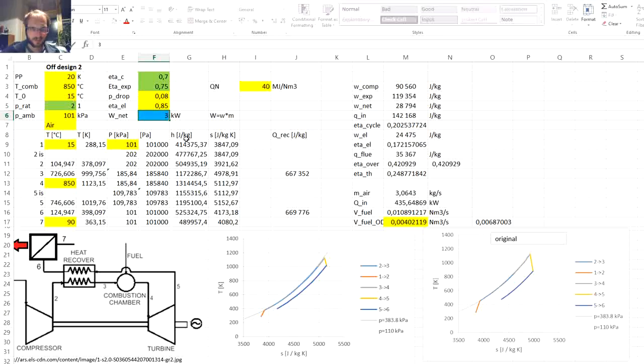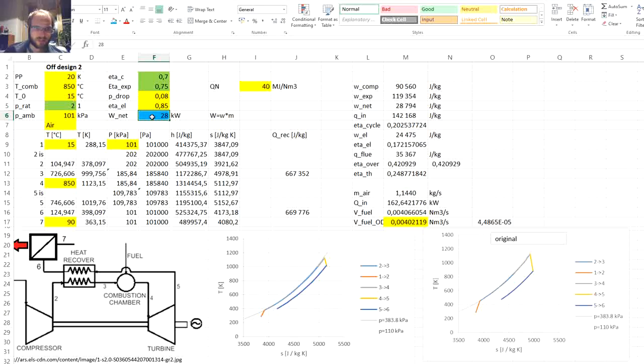So let's try, for example, 35 kilowatts, still too high, 30, 29, and here by just manual iteration, or more precisely by using the solver function, we can get that the net power output will be 28 kilowatts.